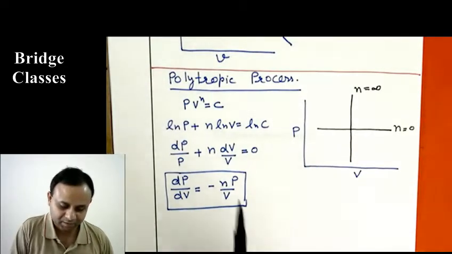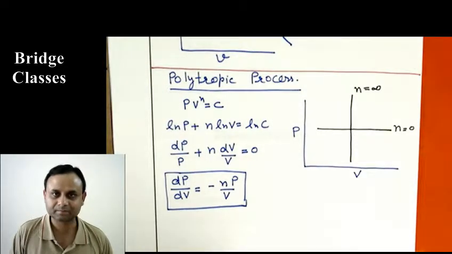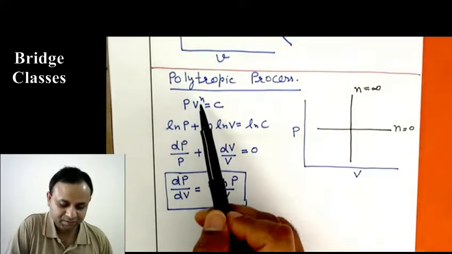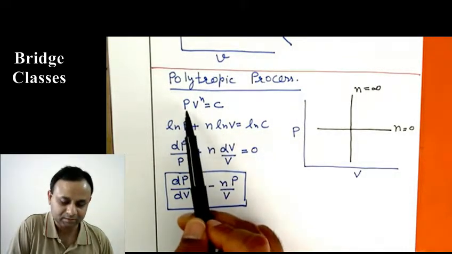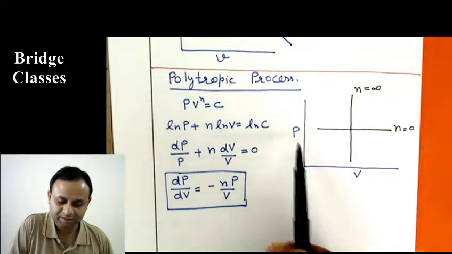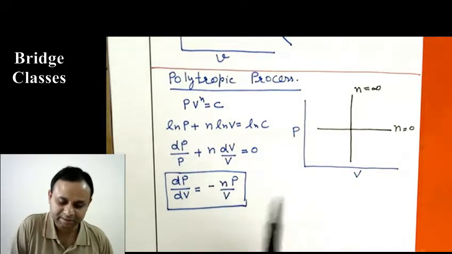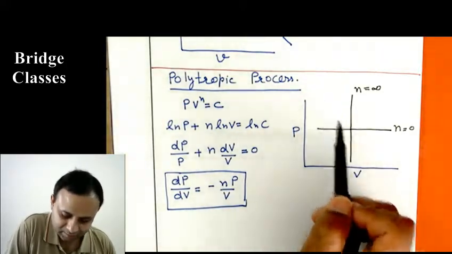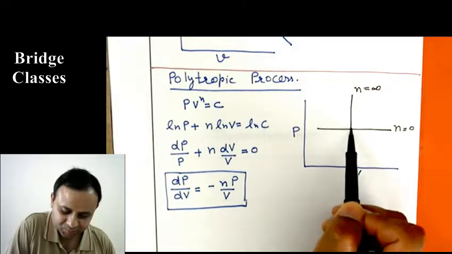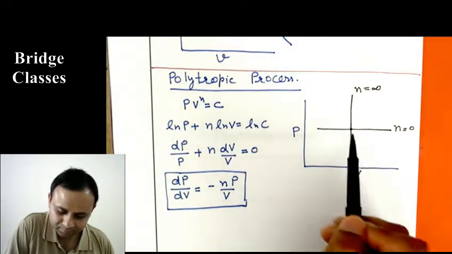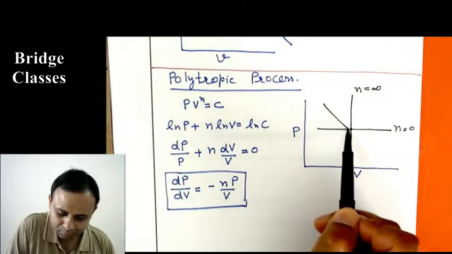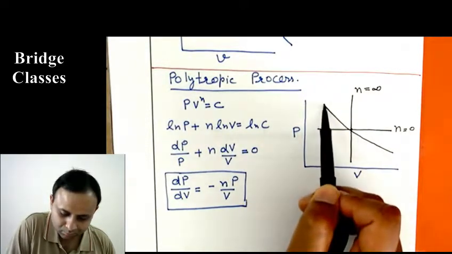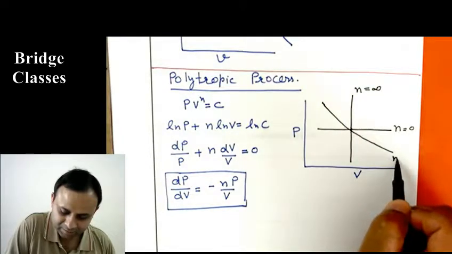Okay. If n is 1, the equation gives us PV is constant. That is actually a hyperbola. On the pressure volume diagram, PV constant is a hyperbola. It will look like this. If I want to draw it from this point, PV is constant, it will go like this. This is n is 1.